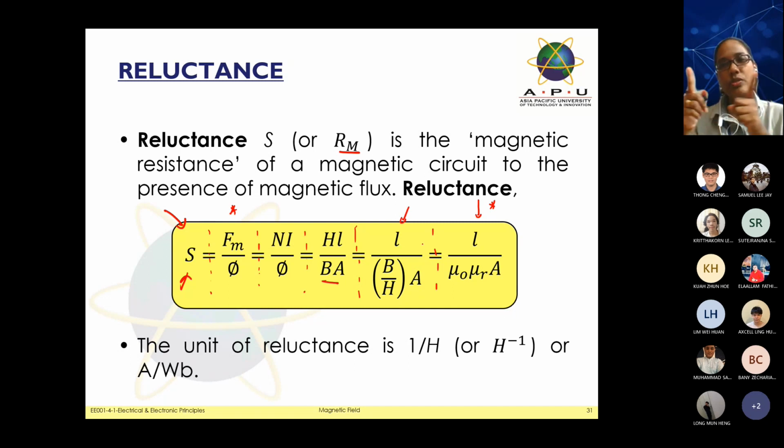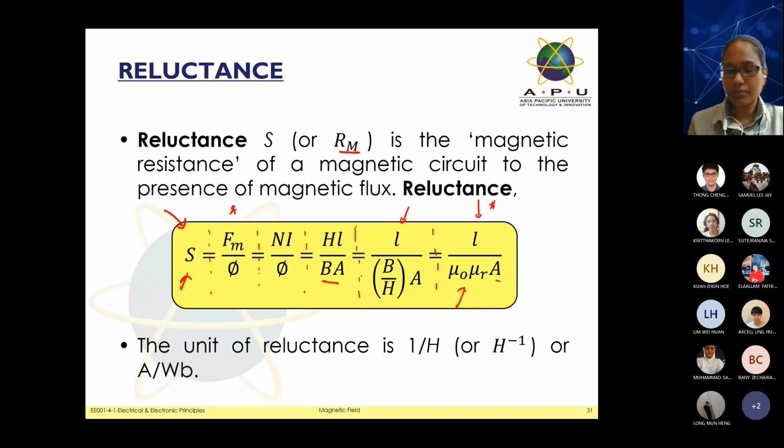At the same time, they use one more equation, where you can see they use permeability, both absolute and relative, and at the same time they show it in terms of area. So take note, when they ask you to find reluctance, reluctance is the opposition of a magnetic circuit to the presence of magnetic flux. So it is related to your magnetic circuit and to the flux. They want to have the flux in your circuit.